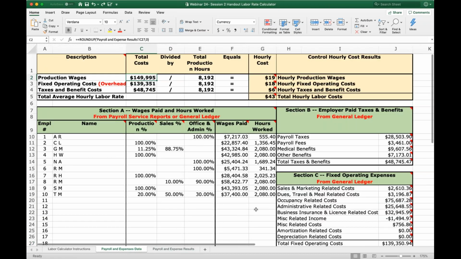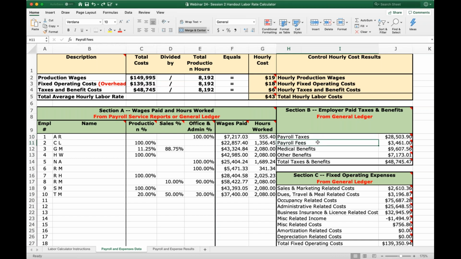Let me come back and finish a couple of things. Section B here, this is all of the payroll taxes for everybody, for every employee. Any payroll fees that you pay to the payroll provider, medical benefits, other benefits that might include insurance or things of that nature. So $48,000, and that's where this number comes from.